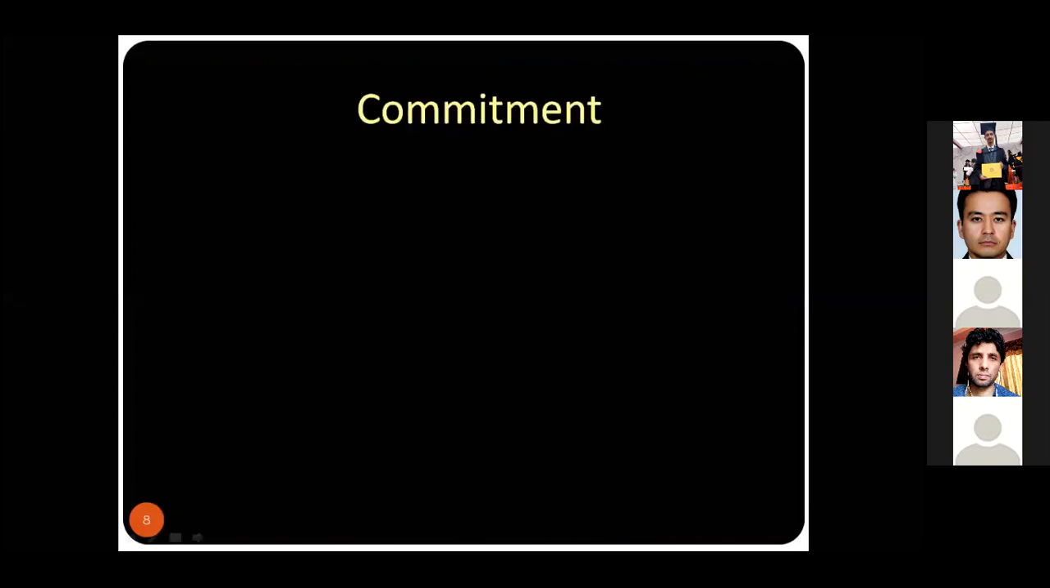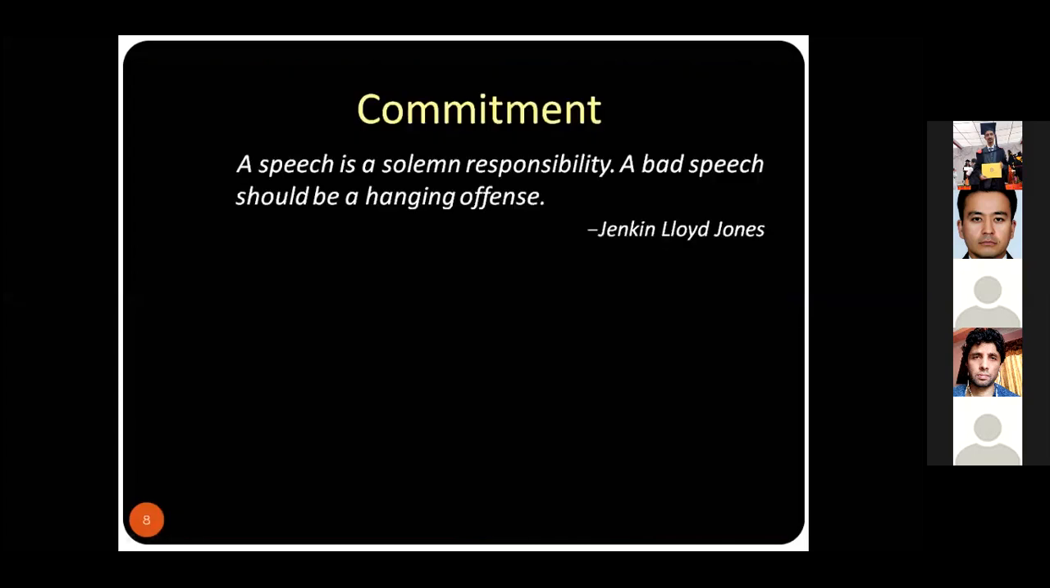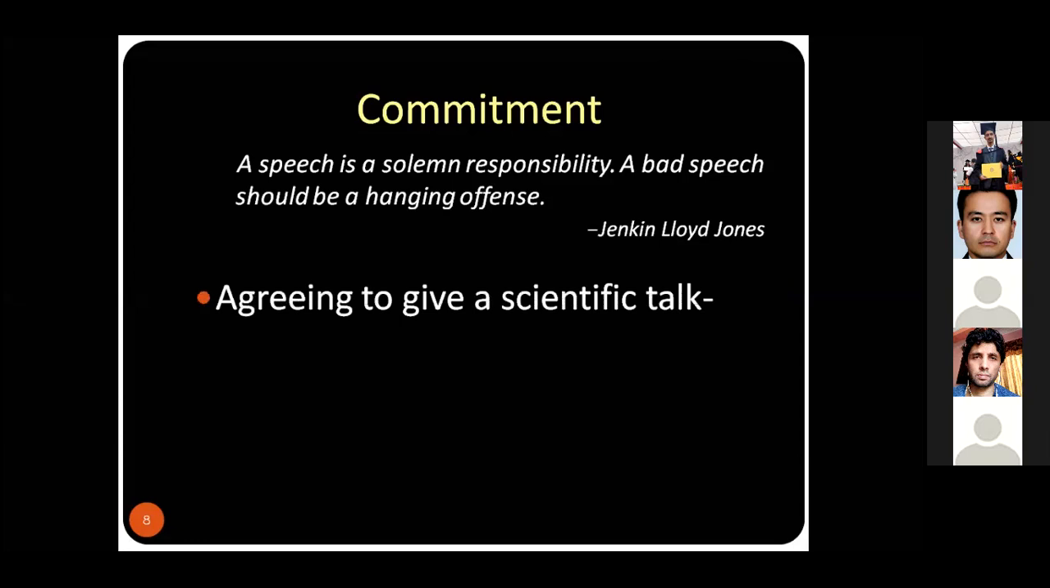So number one is the commitment. A speech is a solemn responsibility; a bad speech should be a hanging offense. This was said by Jenkins Lloyd Jones, one of the philanthropists. Agreeing to give a scientific talk.